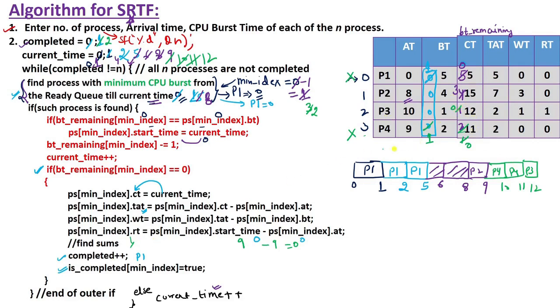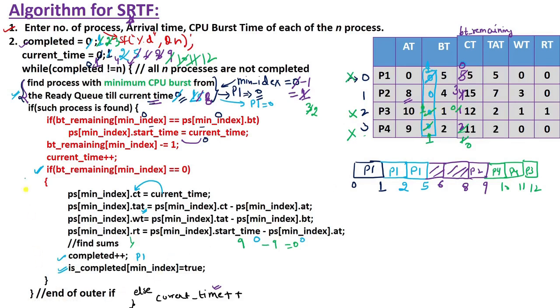And now after completing everything, we'll say again completed is incremented. So 3 processes have been completed. This P3 has been completed. And current time is 12. And is completed for this particular process, that is index number 2, it will be 1. So this is 1, this is 1, this is 1.